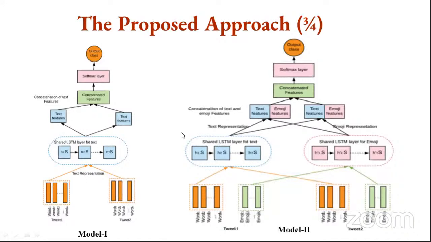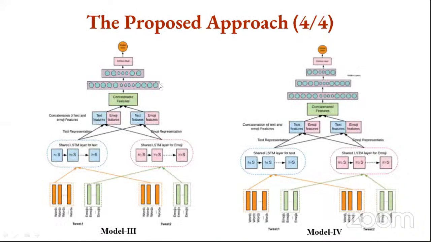So we have some baselines. Here, this is the only text-based portion, where emojis are not considered. In this case, only the two tweets and their text portions are considered. Then we pass them through the LSTMs to generate the text vectors, concatenate them together, and pass them through the softmax layer. And here it is a multimodal architecture where the emoji and the tweet text both are considered. There is one separate LSTM for the text portion and one separate LSTM for the emoji portion.